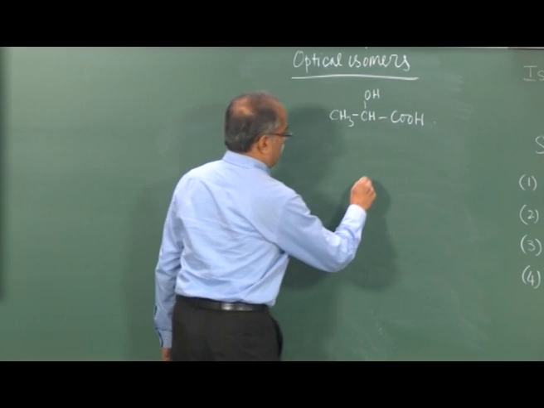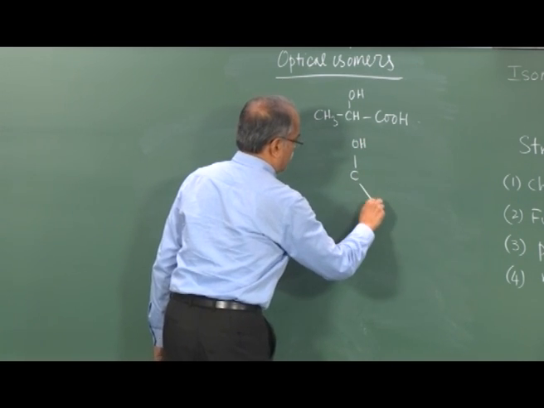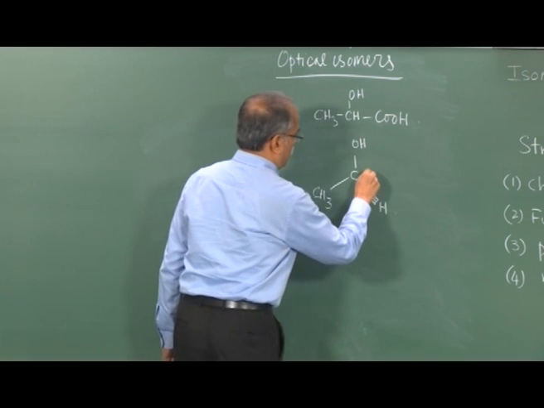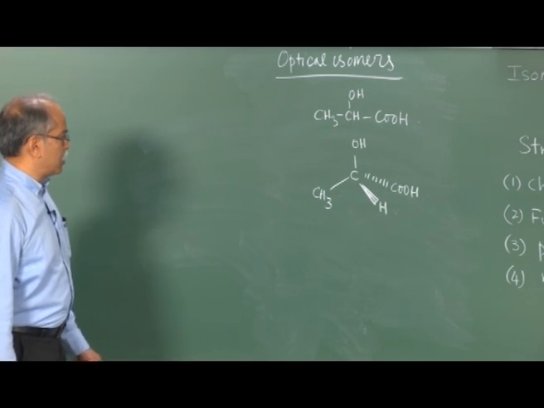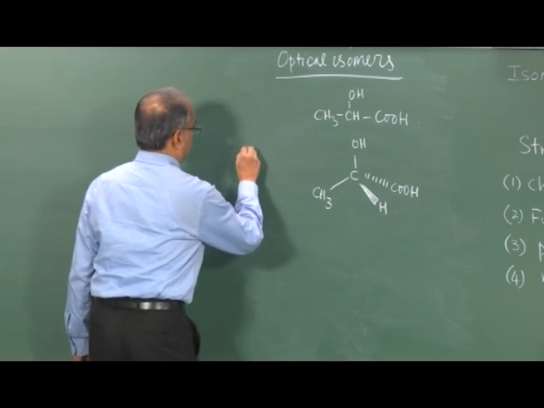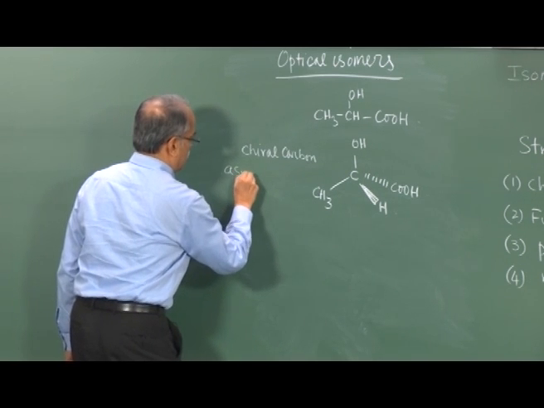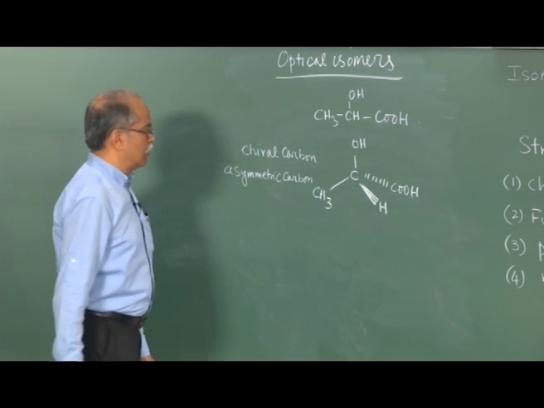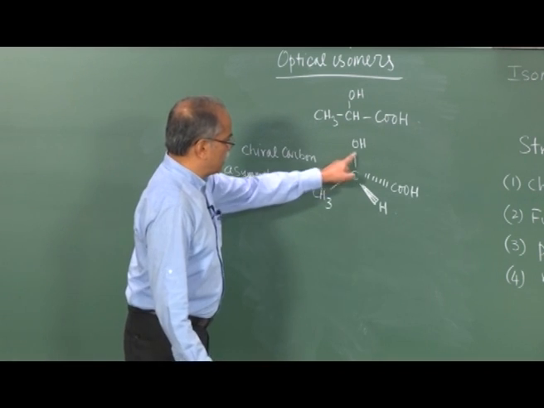This particular acid, if you look at the carbon in the middle, this carbon has a hydrogen, a methyl group, a hydroxy group, and a carboxylic acid group. There are 4 different functional groups attached to this particular carbon. As a result, you call this a chiral carbon, or you can also call it an asymmetric carbon, because there is no symmetry element present in this carbon. The molecule is not symmetrical because there are 4 different groups attached to it.